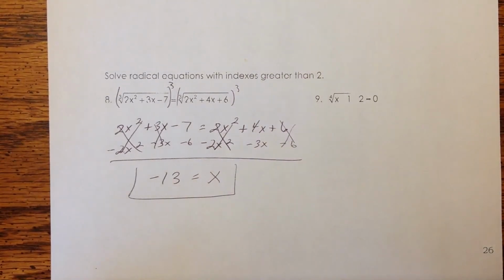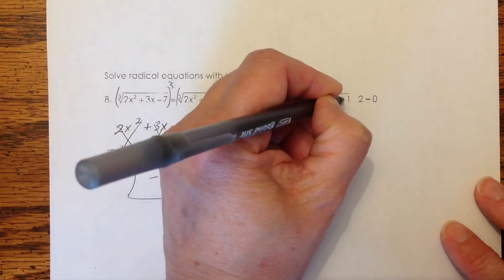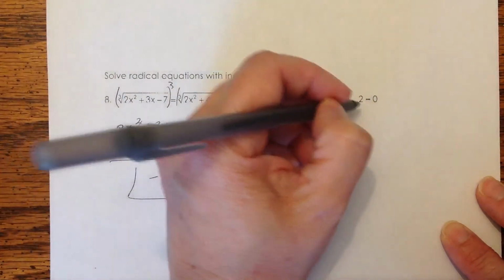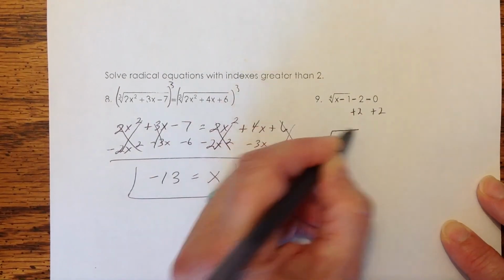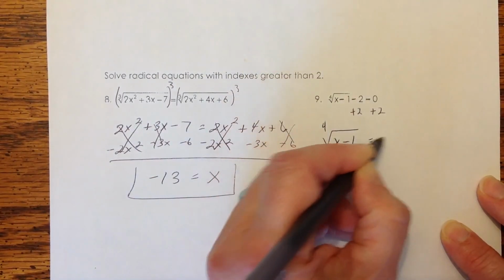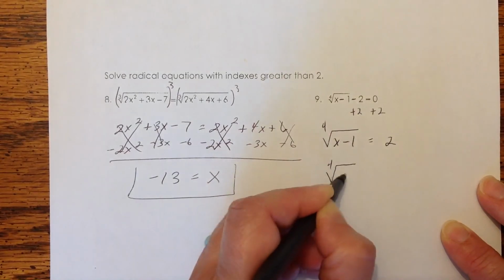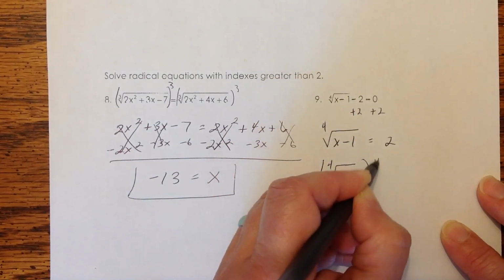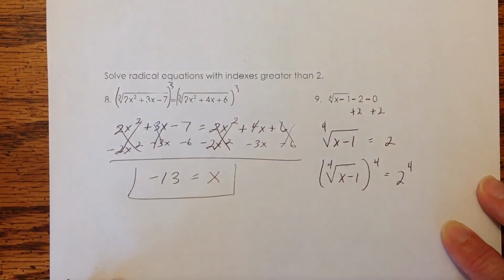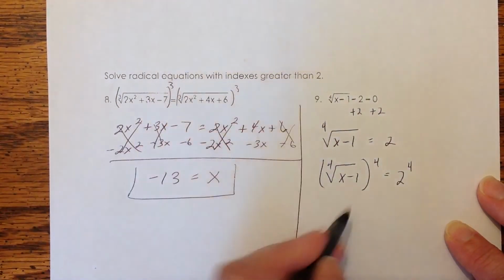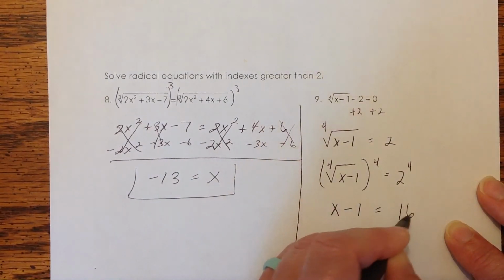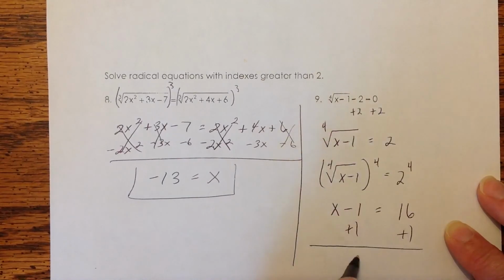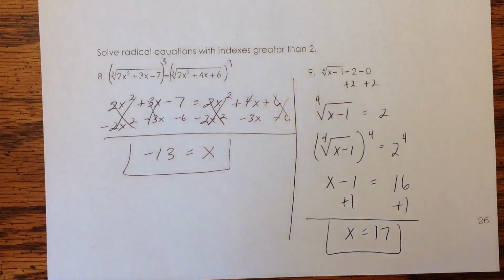Number 9 is the fourth root of x minus 1 minus 2 equals 0. So I got to isolate, got to move my 2. So I get the fourth root of x minus 1 equals 2. I want to raise the fourth root to the fourth power because I raise each side to a power that matches the index. So the fourth root raised to the fourth power cancels for x minus 1. This is 16. I'm going to add my 1, and I get x is 17, which does indeed work.